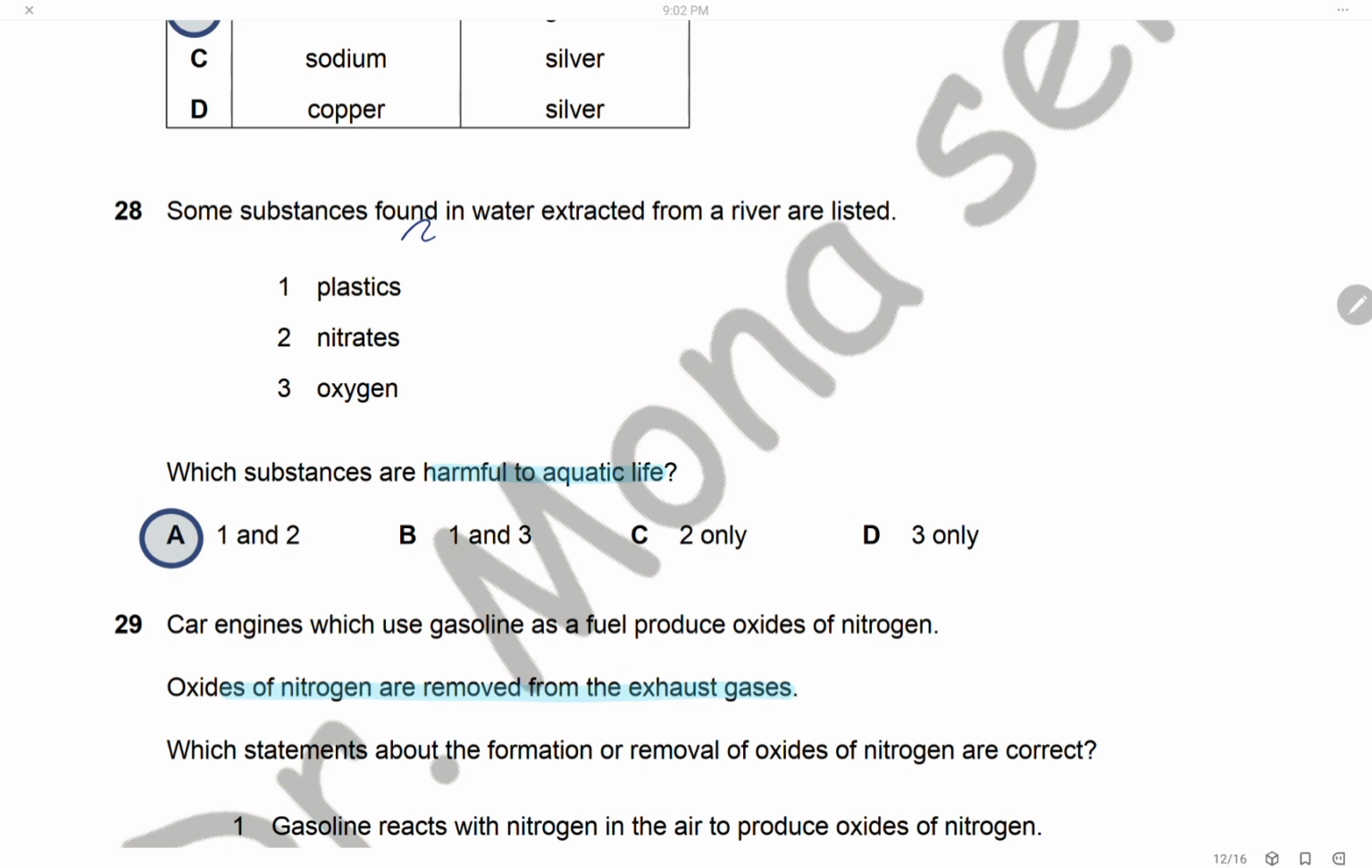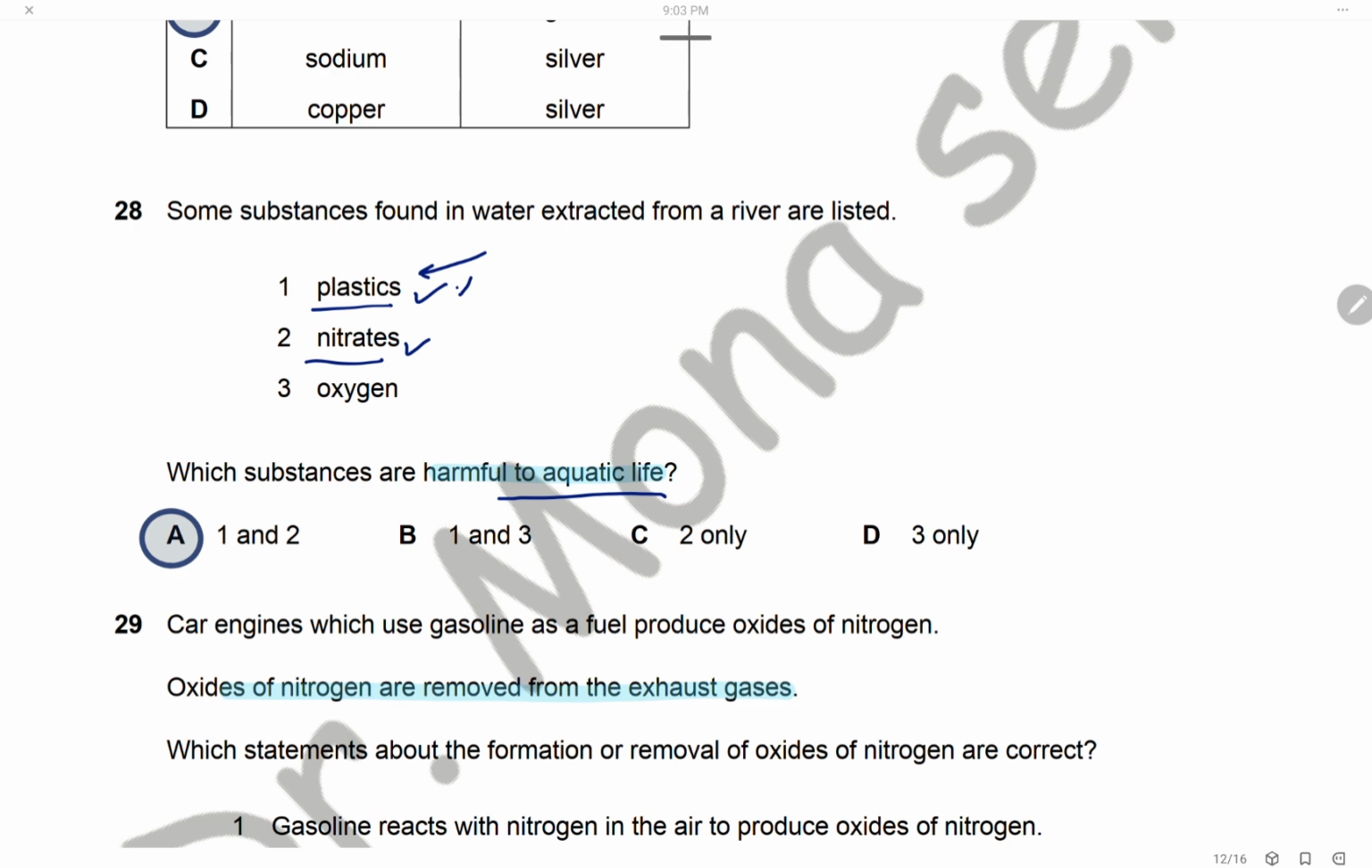Question 28. Some substances found in water extracted from a river are listed: plastic, nitrate, and oxygen. Which substances are harmful to aquatic life? Both plastics and nitrate are harmful to aquatic life. Plastics are harmful because they can be engulfed by many aquatic animals, and this will block the digestive system of these animals and cause their death. So that's why plastics are harmful.